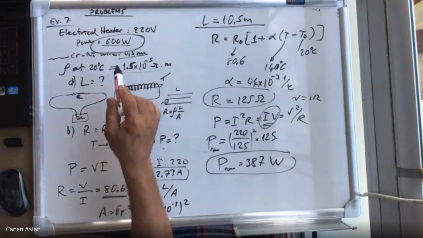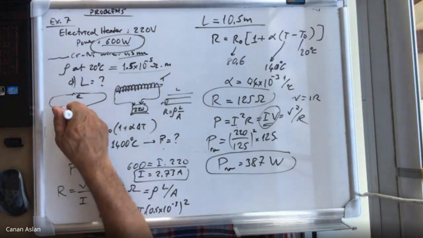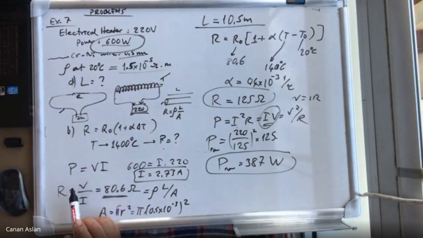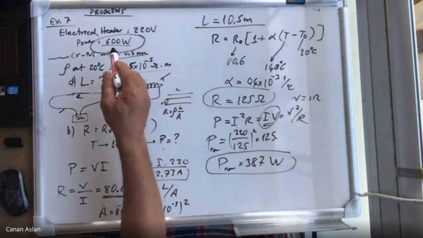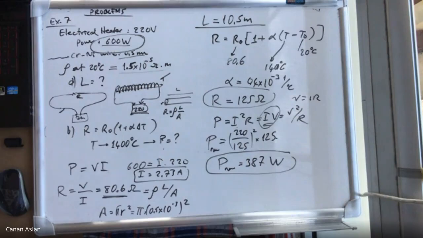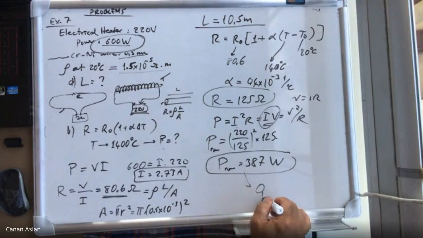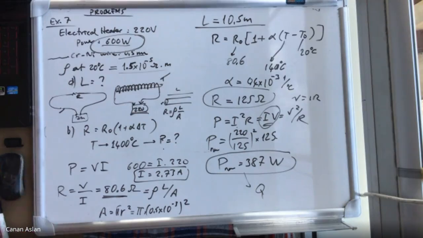But of course this will not stay, because as soon as you turn on the switch, the temperature of the wire will start to increase. This is how we create the heat, and instead of 600 watts, we will end up with 387 watts of power dissipated in this. What is the rest? The rest is going away as Q, heat. So this is the reason that we use the electrical heater. So this was an interesting example.